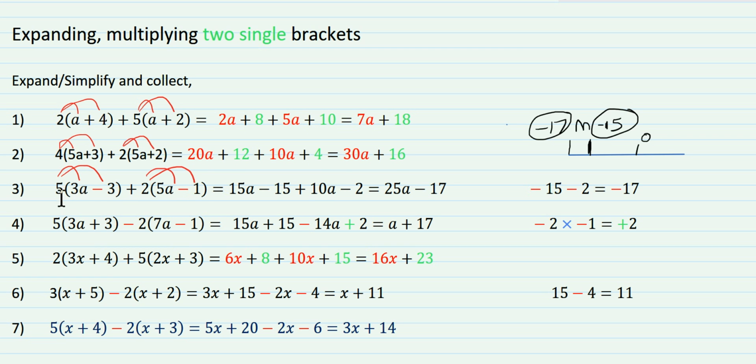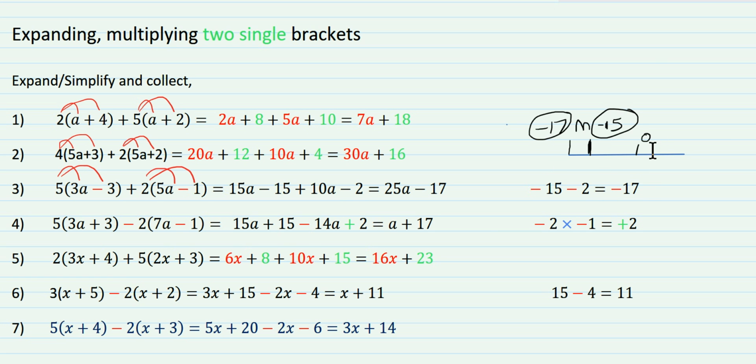Okay, again, 5 times 3a is 15a, 5 times minus 3 is minus 15. 2 times 5a is 10a, 2 times minus 1, a plus times a minus is a negative, so it will be minus 2. Now I have minus 15 and minus 2. Minus 15 and minus 2 is minus 17.